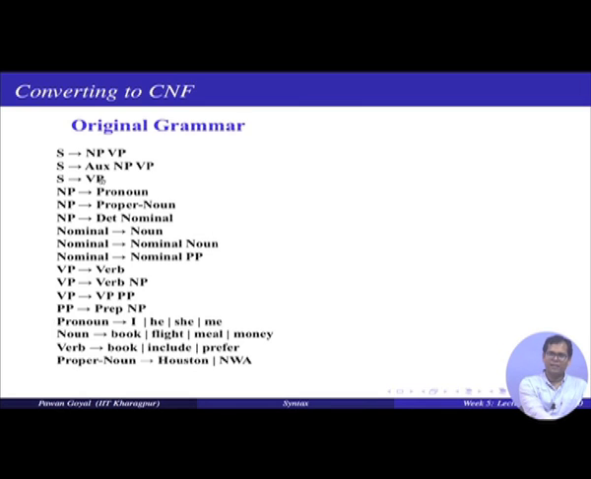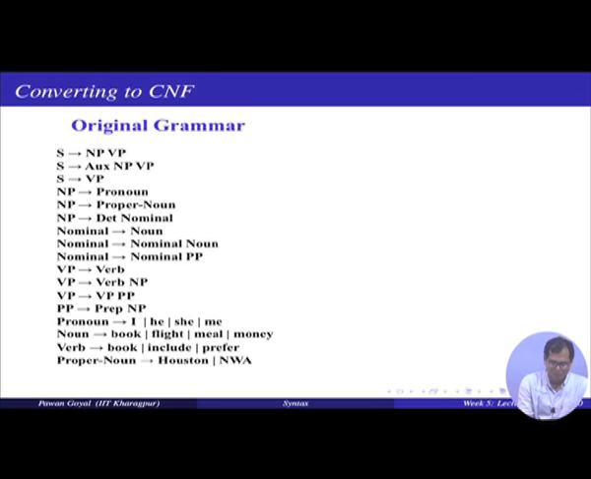S goes to VP is again not in CNF. So VP gives me verb and also verb NP. So I have to add these rules. S goes to verb NP, S goes to VP NP, S goes to preposition NP. Plus for VP going to verb, I have to now take its next rule. Verb going to book, include, prefer, and the rule I will add is S goes to book, include and prefer. S going to NP, VP is fine, but what do I do with this rule? S goes to auxiliary, NP and VP.